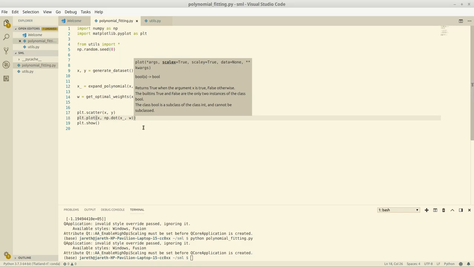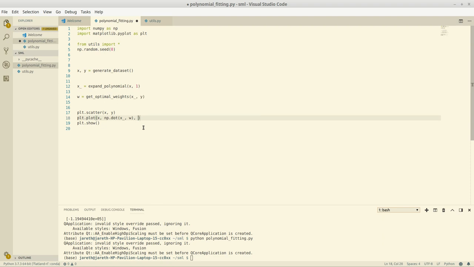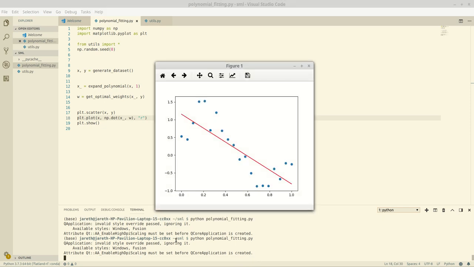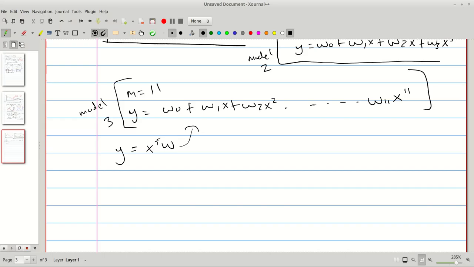So let's plot it in a different color. There you go. We'll plot it in red and see how it looks. As you can see, this is the best it can do with this model, right? So this is the output of model 1. What do we see here? It's what we call underfitting. The model itself is not complex enough to represent the data set that it has.